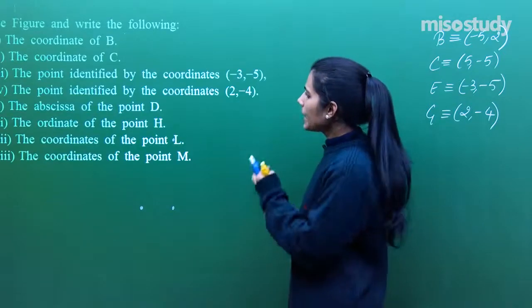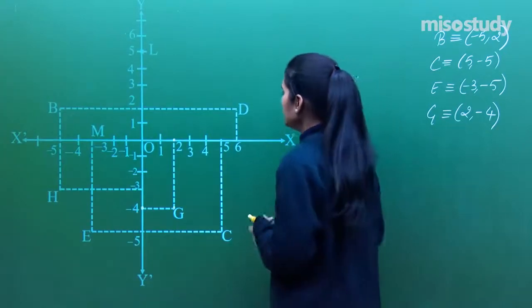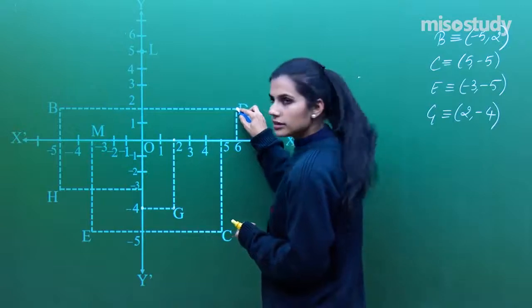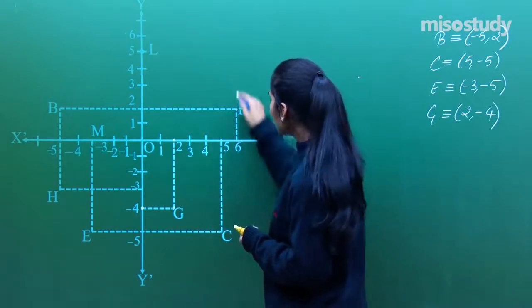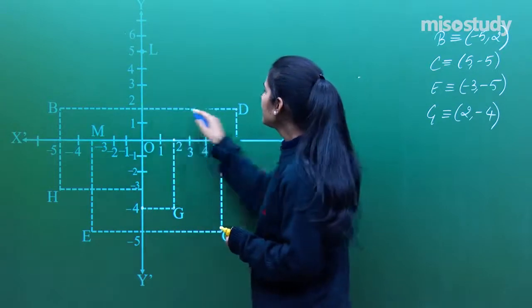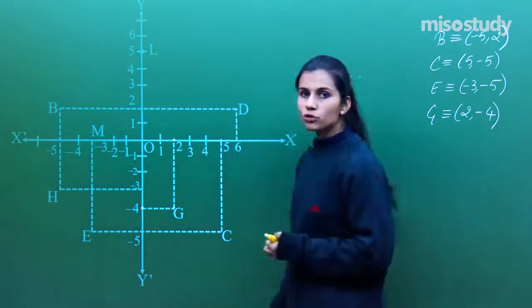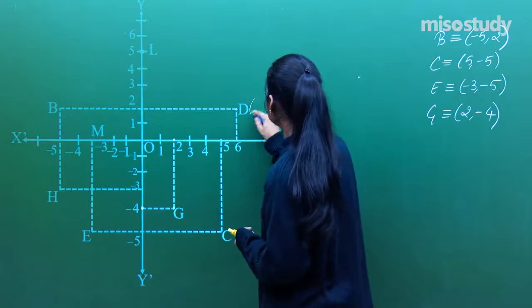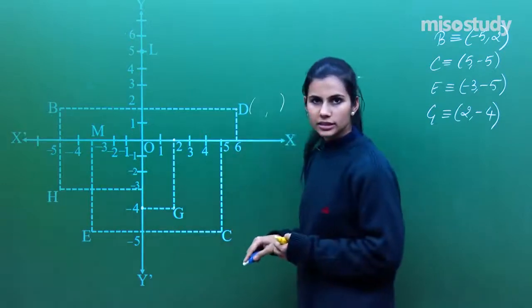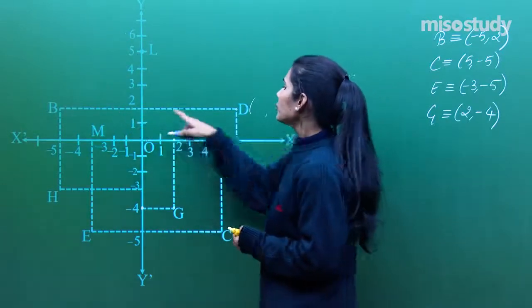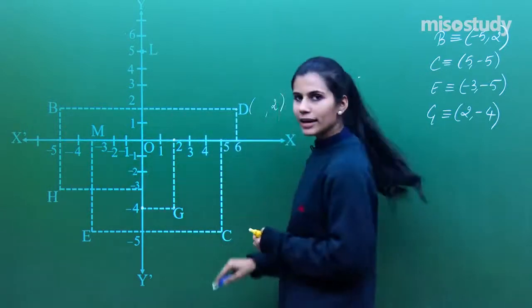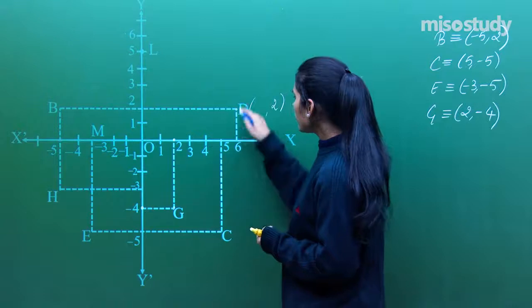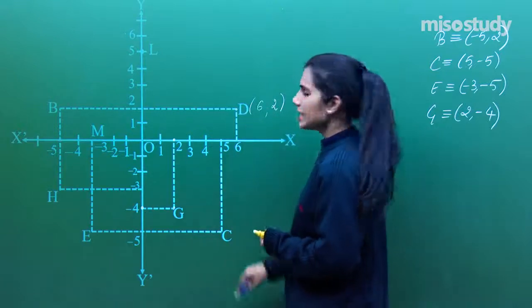Clear? The abscissa of point D. D is obtained when a line parallel to the y-axis passing through 6 and a line parallel to the x-axis passing through 2 are meeting. That means, what are the coordinates of this point? A line parallel to the x-axis passing through 2 means 2 is my y coordinate, and a line parallel to the y-axis passing through 6 means 6 will be the x coordinate.